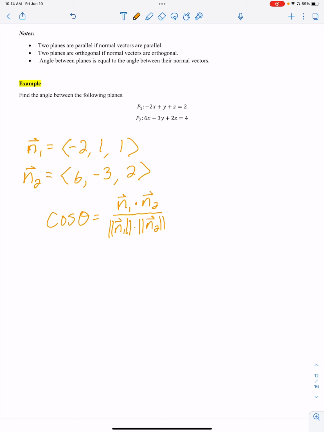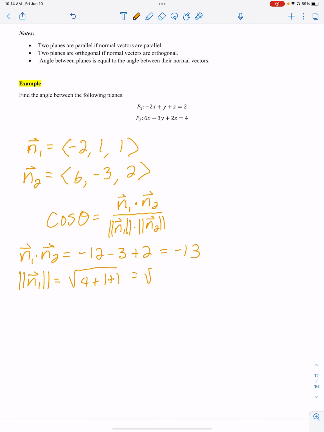So we need all those parts. Let's find n1 dotted with n2 first. We get -12 minus 3 plus 2, which gets us -13. We also need the magnitude of n1. That is the square root of 4 plus 1 plus 1, which is the square root of 6. I also need the magnitude of normal vector 2. It's the square root of, I just square each one, 36 plus 9 plus 4, which ends up being the square root of 49, or 7.